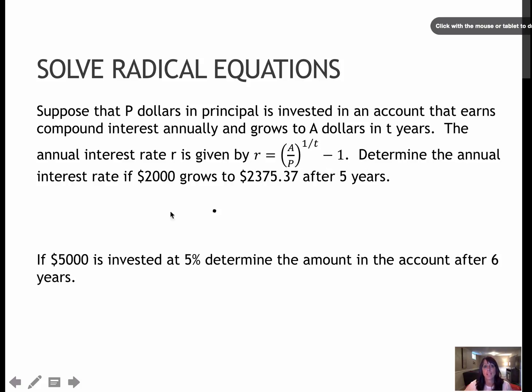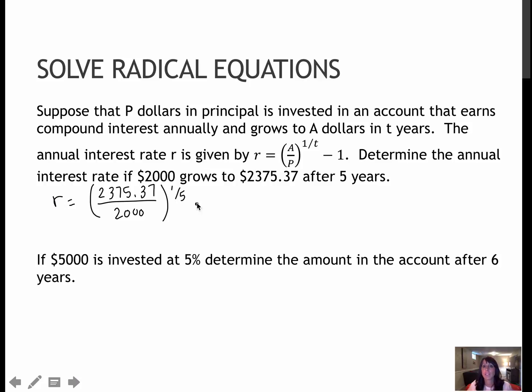We're trying to determine the annual interest rate, so really we're using this function just as it is and plugging in values. So I'm going to say R equals, the accumulated value is 2375.37. The initial principal was 2,000. To the 1 over 5, because it was 5 years, remember 1 over t, and then minus 1. So really, I'm just going to use my calculator.